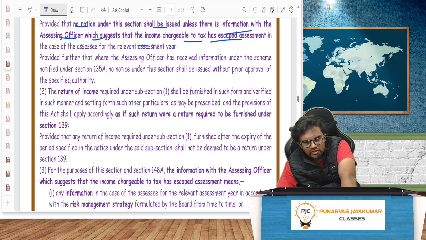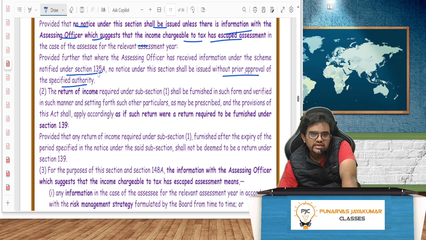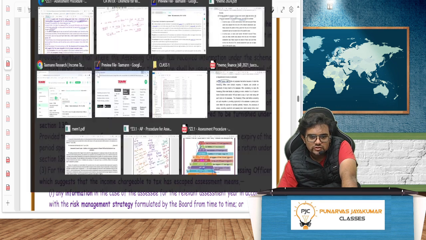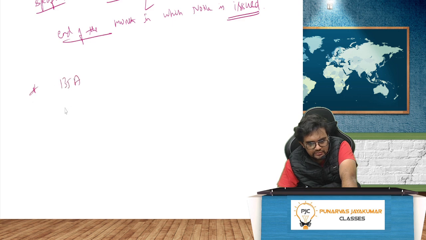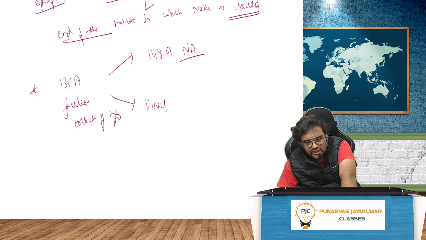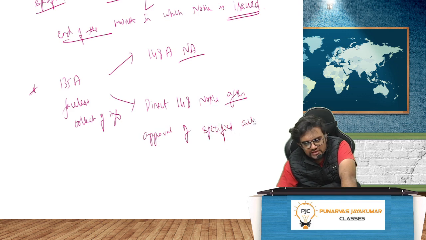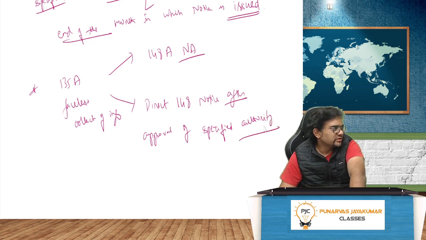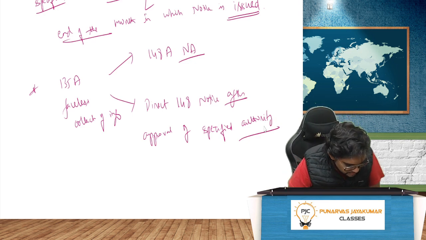The assessing officer received information under the scheme notified under 135A. No notice under this section shall be issued without prior approval of the specified authority. Obviously, because 148A is not applicable to 135A, I should take the approval of the specified authority and give the notice, correct? So for 135A, faceless collection of information, 148A not applicable. Direct 148 notice after approval of specified authority. These are all the salient features we are writing, that's all.